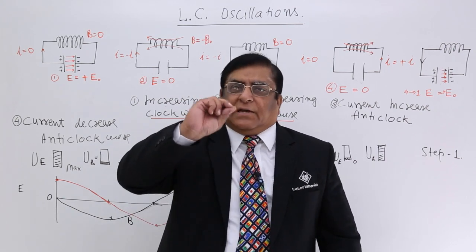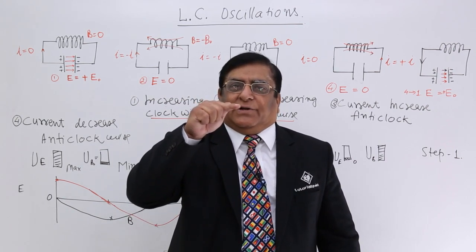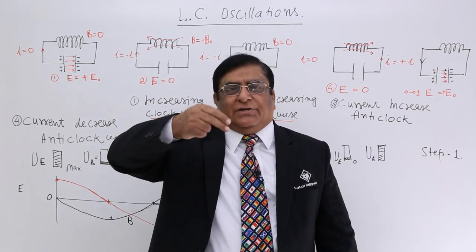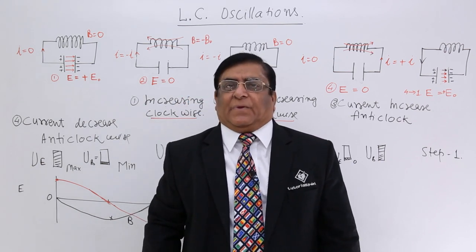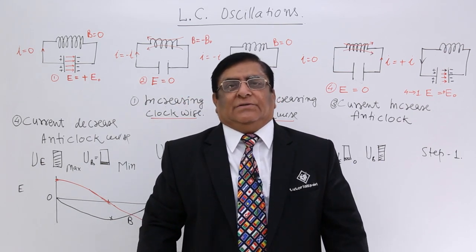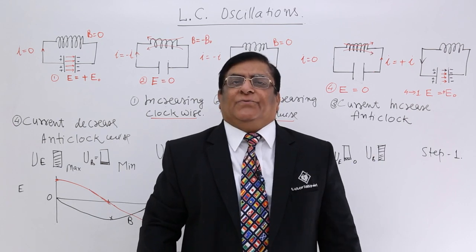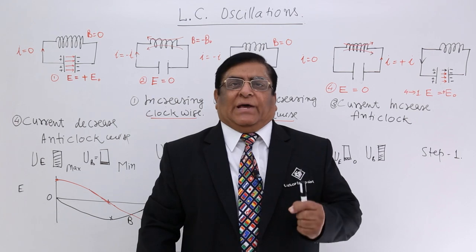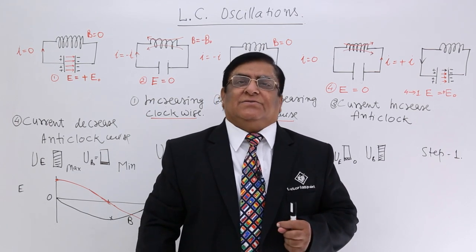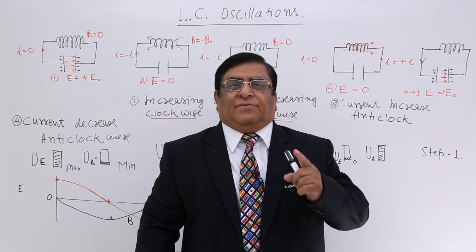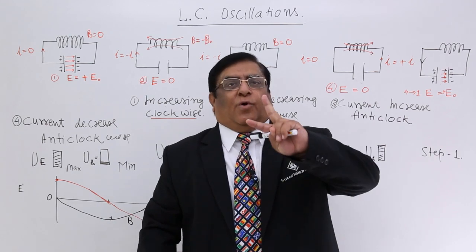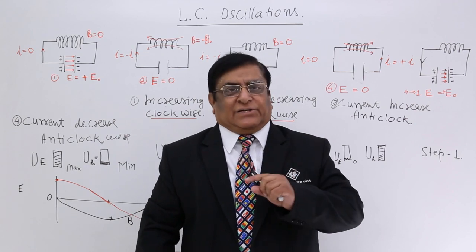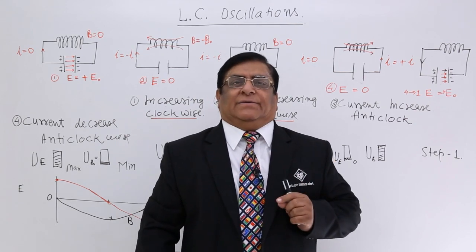So that means we are getting a variable voltage or a variable electric field, and this variation is known as oscillation. How do we get oscillation? This oscillation we get with the help of a circuit known as the LC oscillation circuit. In this we are using mainly two components which are responsible for oscillation: one inductor and one capacitor.